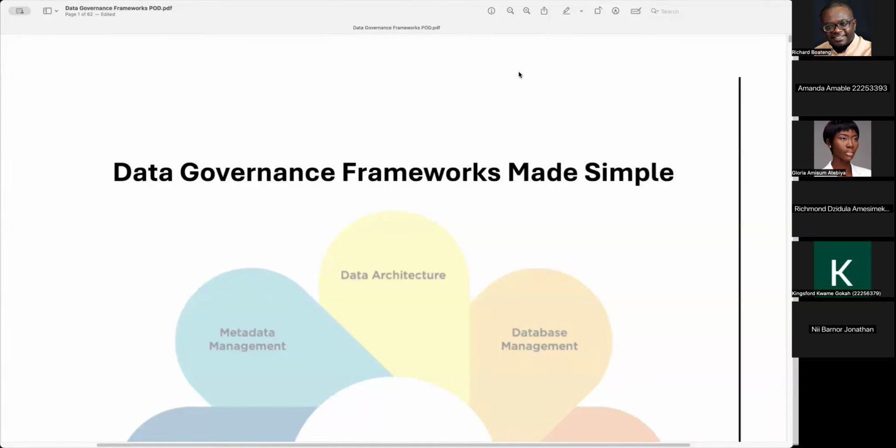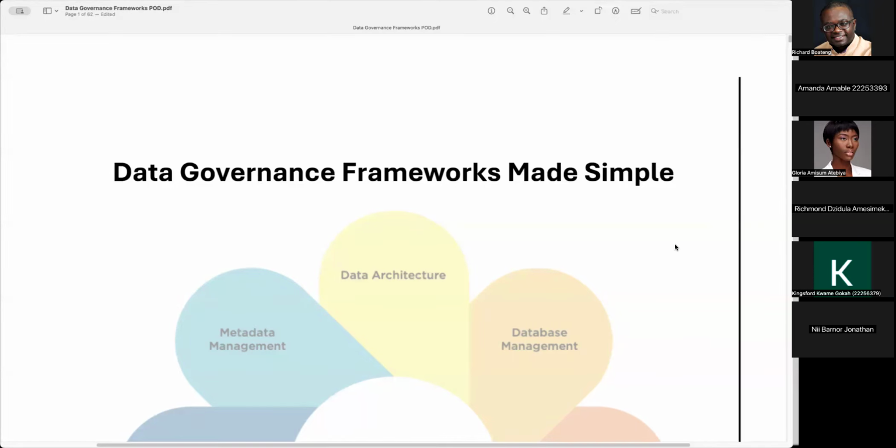Welcome back to data governance for business analytics students. We were discussing data governance frameworks made simple, so we will delve into it right now. Last week we looked at data security and data privacy, where we had an earlier session explaining these terminologies. But today we are going to delve into a case study, then look at the data governance frameworks that are available for firms and how firms can use them.